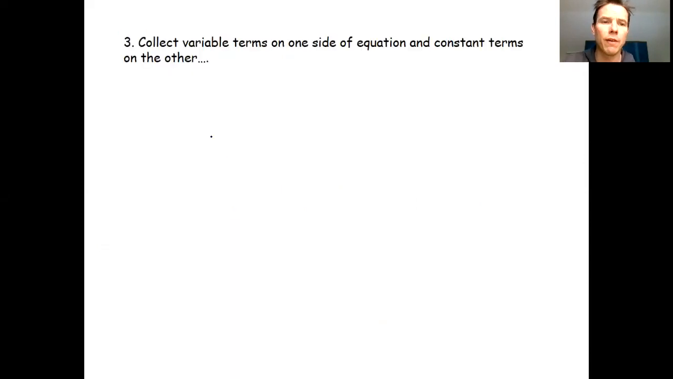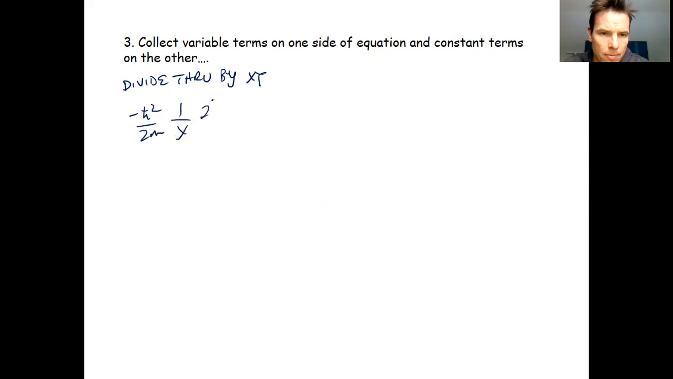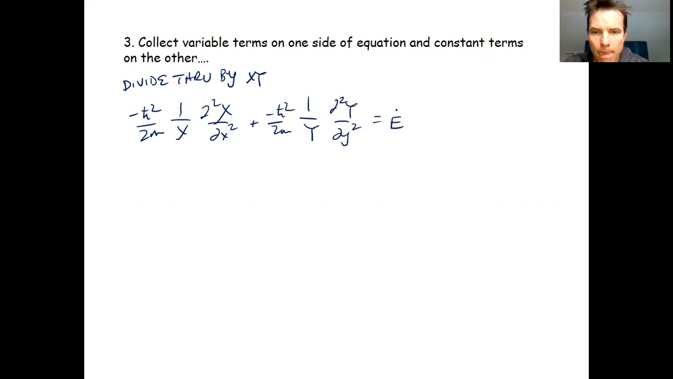And so the way functionally that I'm going to do this is to divide through by capital X, capital Y. And if I do that, here's what I end up with. At this point, you've done something very important.